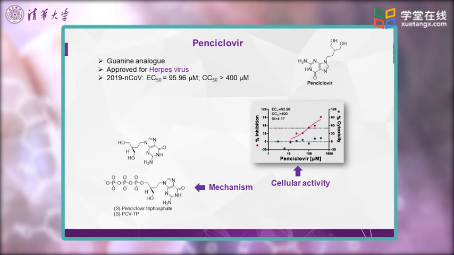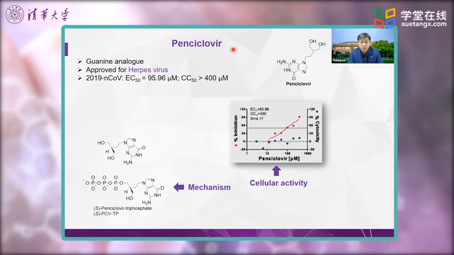The fourth RNA polymerase inhibitor I will mention is penciclovir. Here is the structure. It's a guanine analog. This drug was originally approved for herpes virus treatment. The EC50 value is around 100 micromolar. The mechanism is similar to the other three. It will be converted into the triphosphate form in vivo and then block the viral replication.